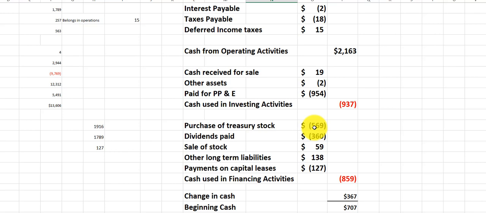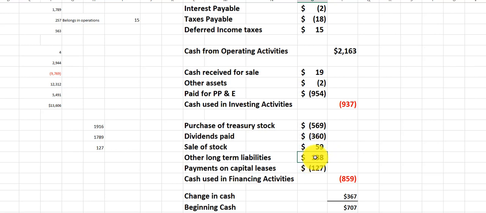We had a purchase of treasury stock, which is a cash outflow. Dividends paid is calculated by looking at the change in retained earnings and comparing it to net income. Because remember, there are two things that change retained earnings: net income and dividends. Net income makes it go up, dividends makes it go down. So if the change does not match the amount of the net income, then the difference must be dividends. When you sell stock, you credit stock and additional paid-in capital. So the total of the difference, the change in that, is a sale of stock for cash, positive cash flow.